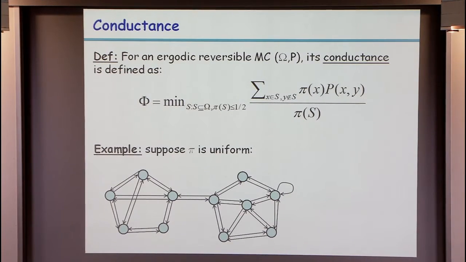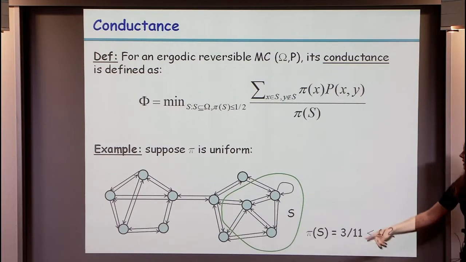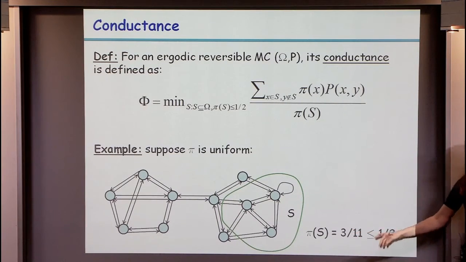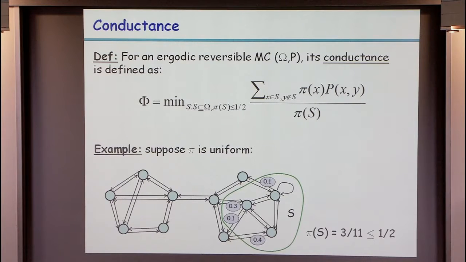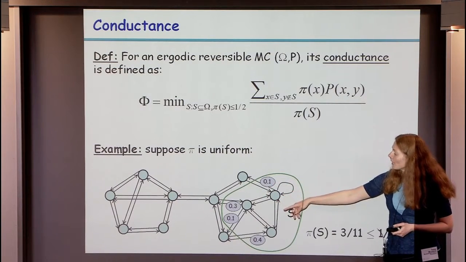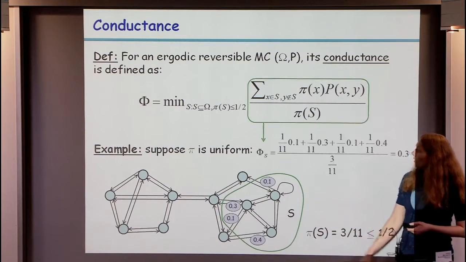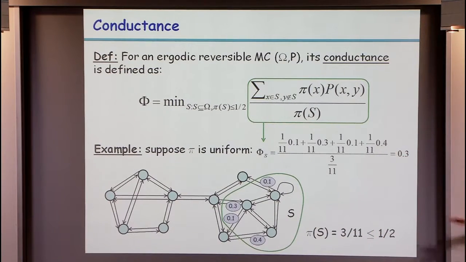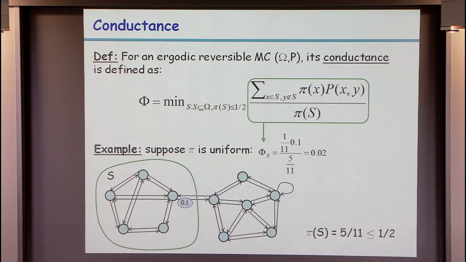So let's see what I mean. In my graph here, suppose that I have my stationary distribution uniform, meaning all of my states are equally likely. And this is my S, so I have 3 states. The probability of S is 3 over 11, smaller than 1/2. And these edges are the escape edges, and now I'm telling you what the probabilities are. And so now, when I go through this calculation, I get a beautiful expression, something like that. And now my conductance for this specific S is 0.3 here. If I look at this one, I get 0.02, so it's much smaller.